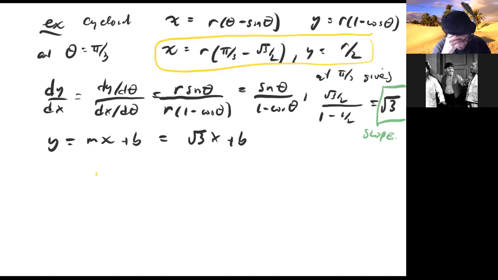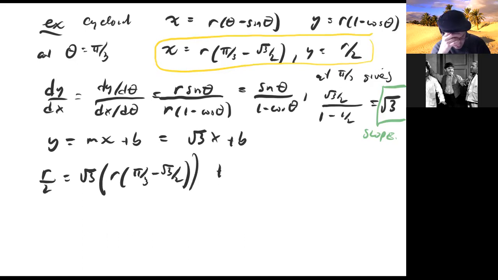So what do we get? We get r over 2 equals the slope, which is radical 3, times x, which is r times pi over 3, minus radical 3 over 2, plus b, and then we can solve for b. I'm going to let you do it. It just takes up a lot of room.